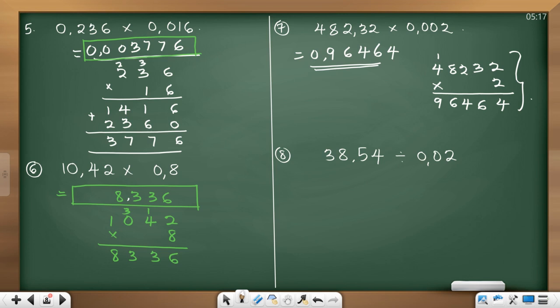Oh, now we come to a division. Beautiful. Let's make it look like this.